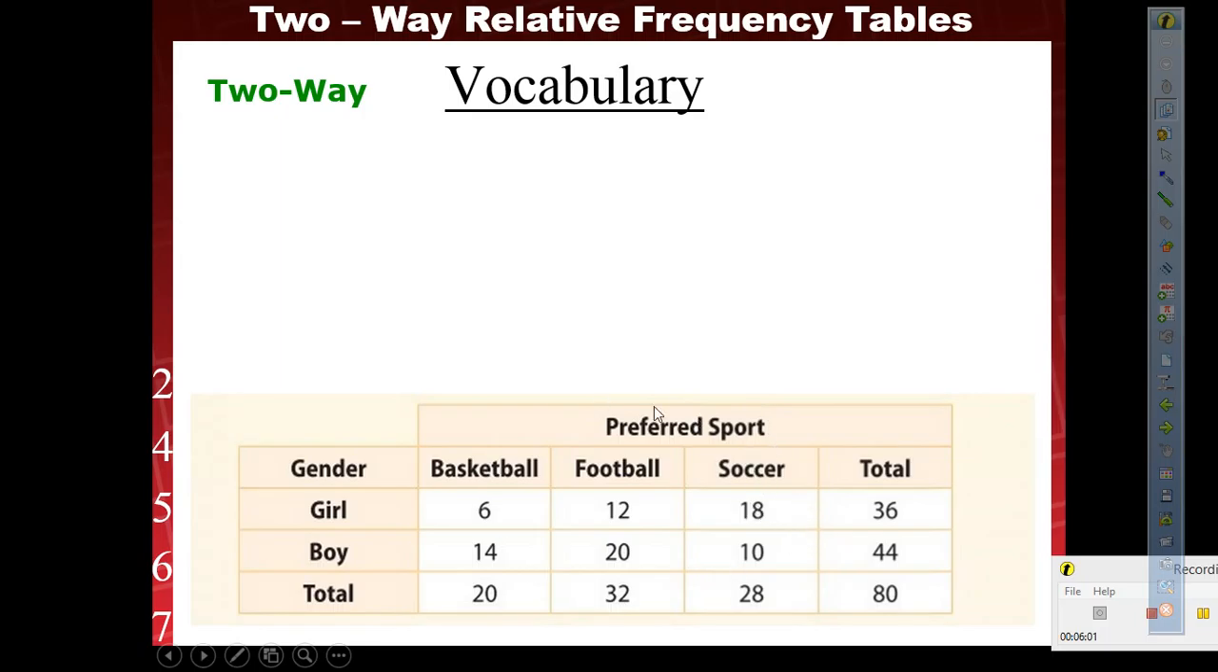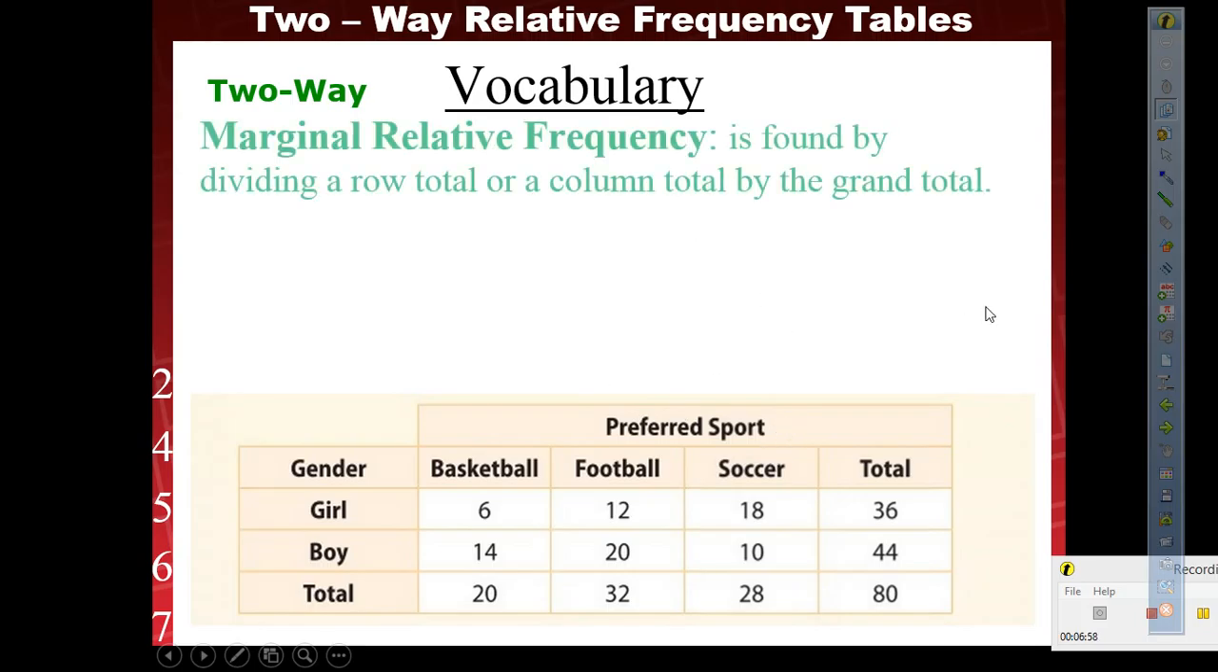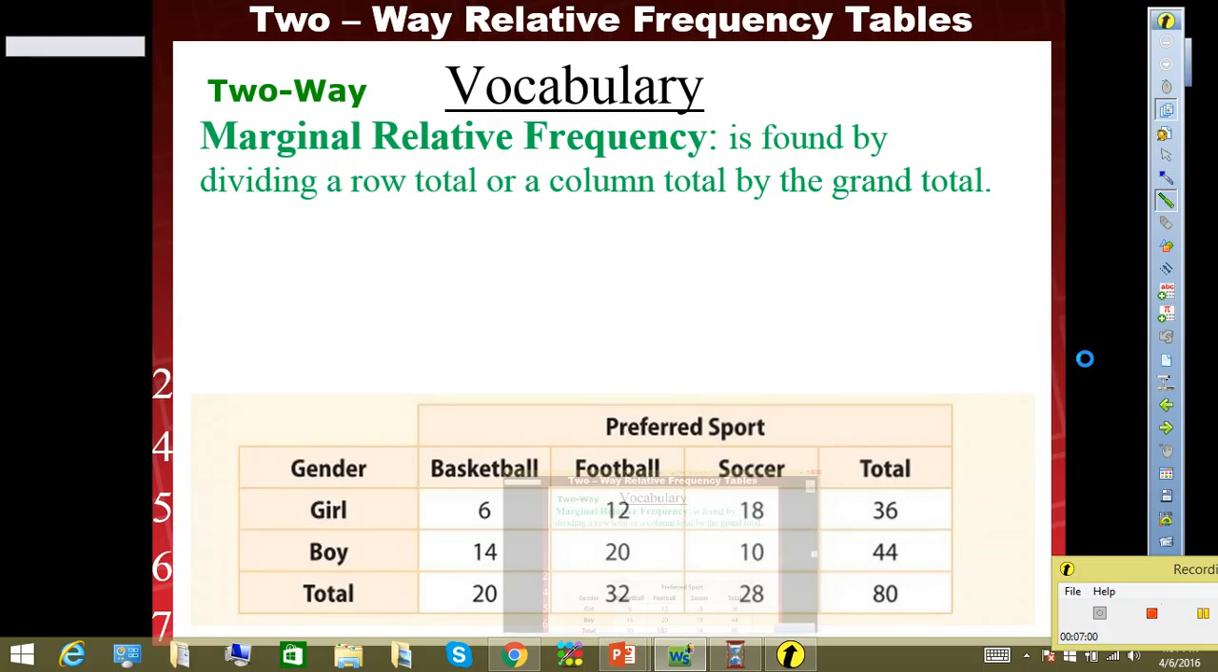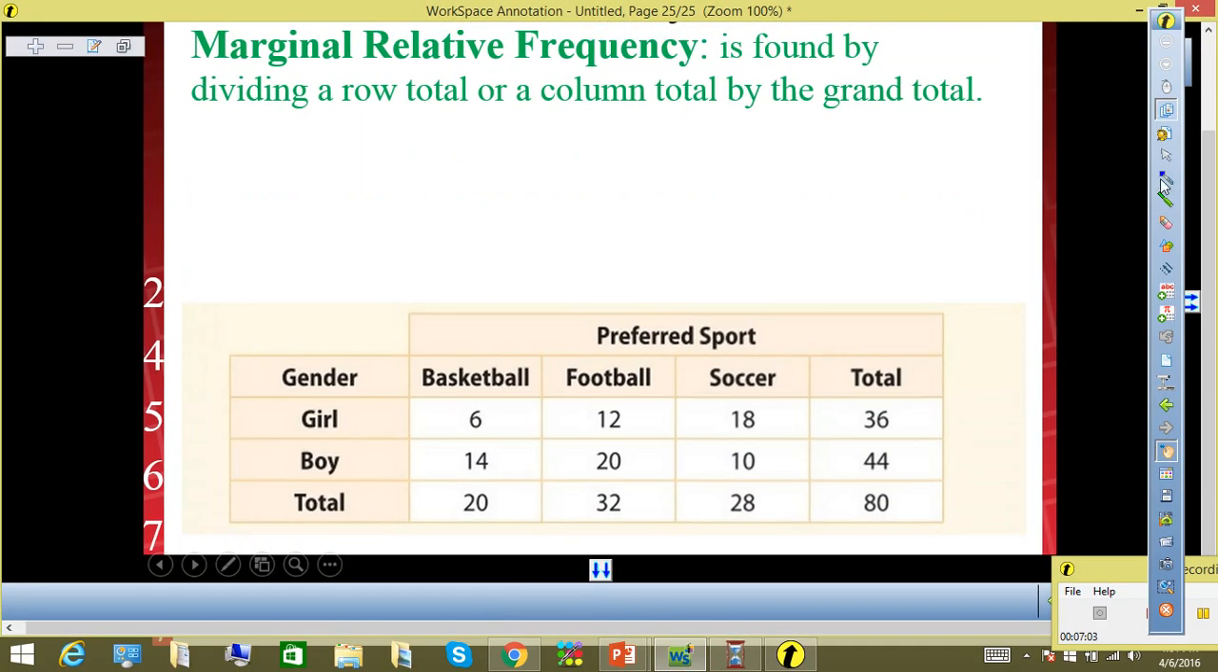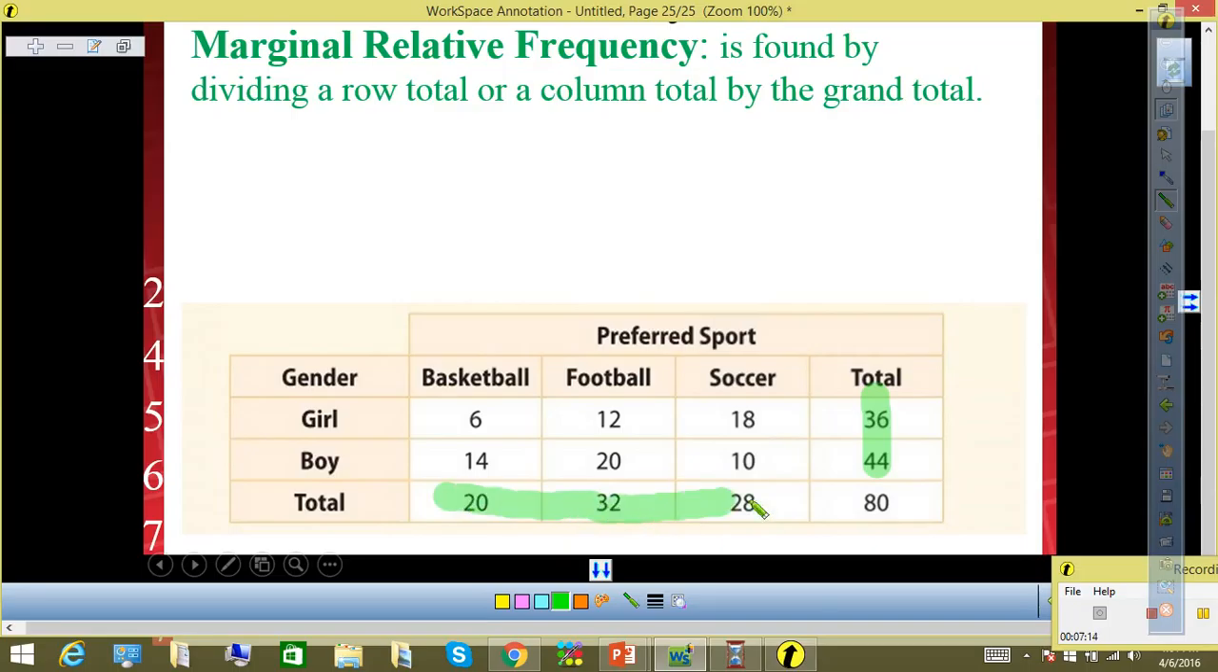The only difference for this two-way is that it's broken down into two different sections. The first section is called marginal. Let me relate that to language arts. The margin that they ask you to make is usually at the end. Is that correct? Same thing with this, relating it to mathematics. The marginal relative frequency is the one at the end. So watch. The marginal is this and this.